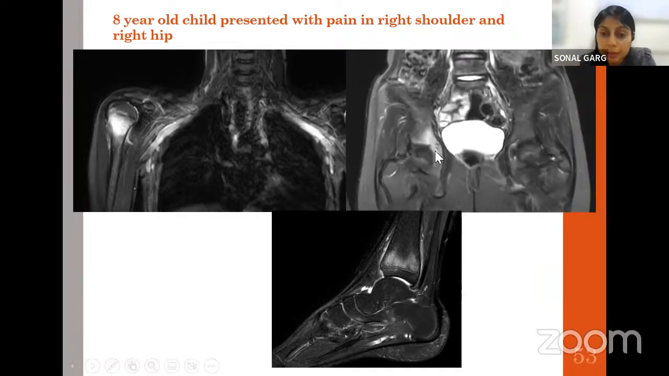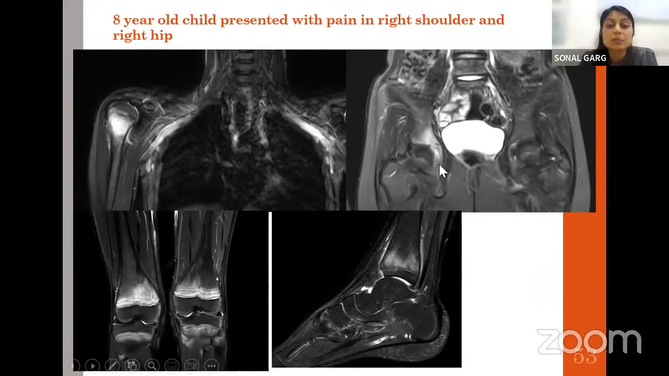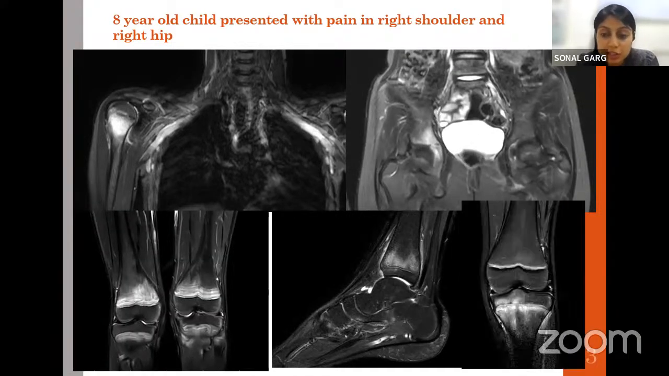Then we go down to the hip and you can see that there's abnormal signal in the acetabulum. So this makes us think of some pathology. Does anybody know the answer? I can give you four clues. Option one, vitamin D deficiency. Option two, leukemia. Option three, chronic non-bacterial osteomyelitis. And option four, Langerhans cell histiocytosis.